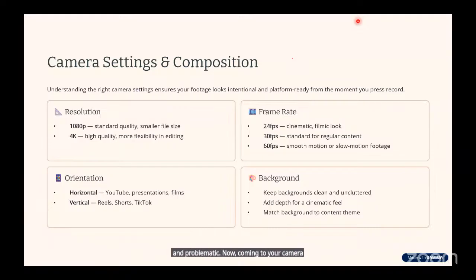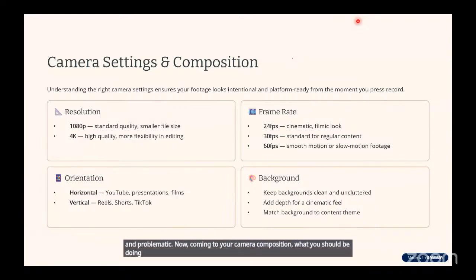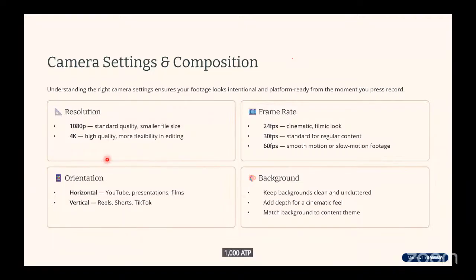Now, coming to your camera composition, what you should be doing with your camera composition. First thing, the resolution. 1080p is a standard quality and the file size is preferably manageable. Okay, next thing, 4K quality. This is a high quality and provides a lot of flexibility with editing when it is 4K.